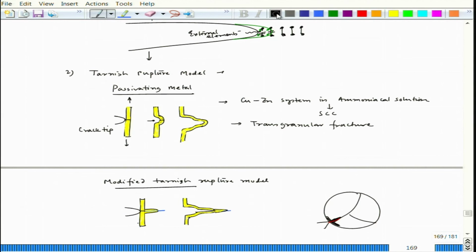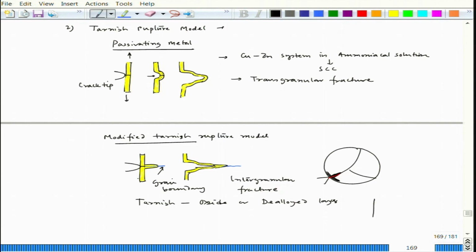Along the grain boundary. So, this is the grain boundary. This is the grain boundary. In that way, the fracture moves along the grain boundary. So, this blue color is basically the grain boundary. When it happens, then definitely it would lead to an intergranular failure surface, a fracture surface, since fracture is taking place through the grain boundary. So, this is a modified Tarnish model, where at times intergranular fracture is observed. Then this can address that particular process.